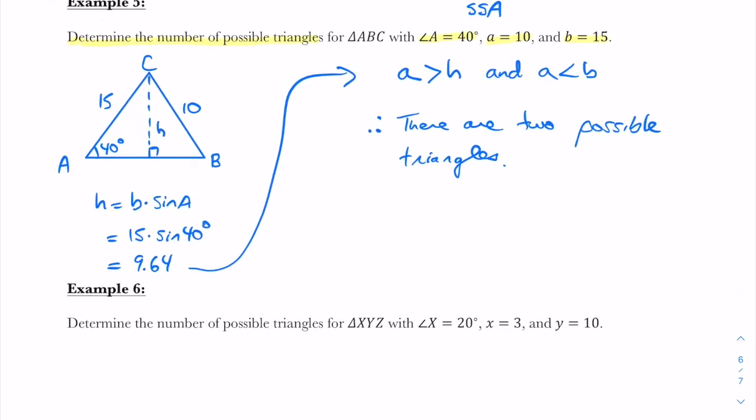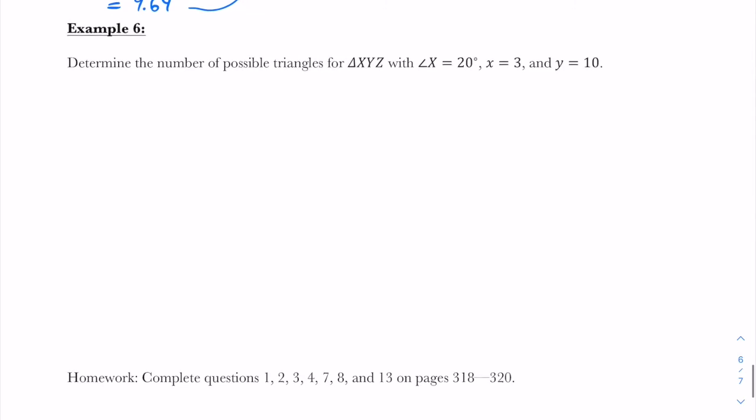All right, let's do one more example. Determine the number of possible triangles for triangle XYZ, where we're given angle X, side X, and angle Y. So I purposely chose different letters over here, but you can set it up the exact same way like before.